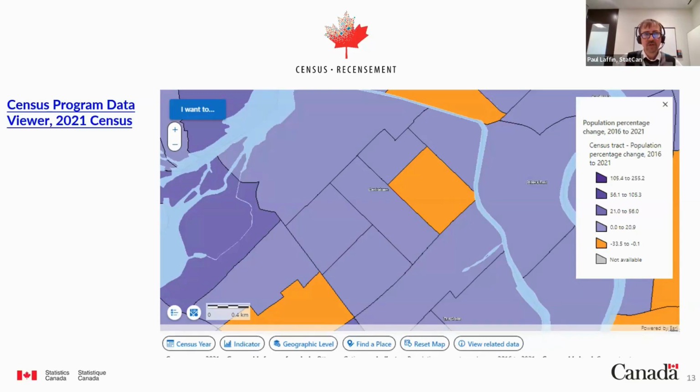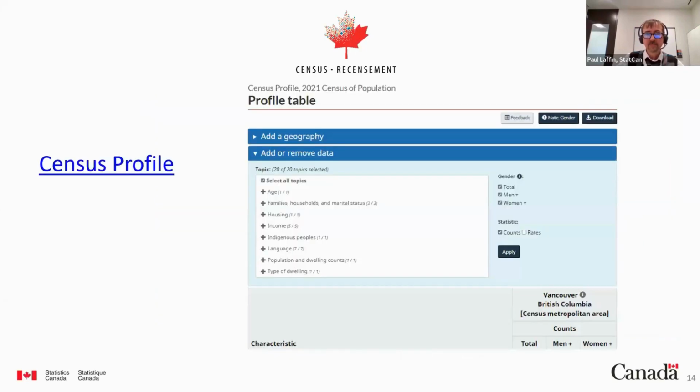But yeah, this is one of the geographies available. It's not the smallest level of geography that we disseminate. We have a level of geography called the dissemination area, and those can have a population of about 500 people. So really detailed, low levels of geography that you could get census data on.